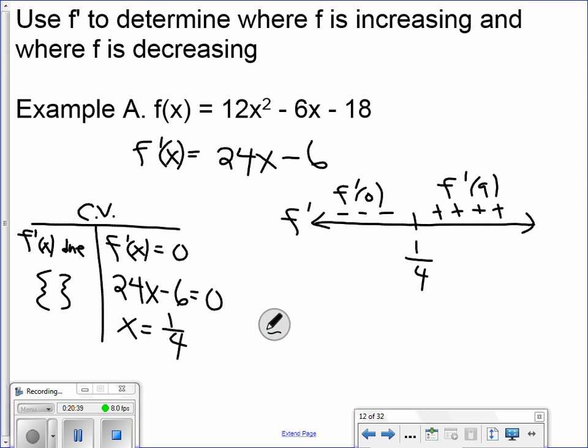We now know exactly where the first derivative is positive and where it's negative. We're ready to answer the question. Where is the function decreasing? On what interval?